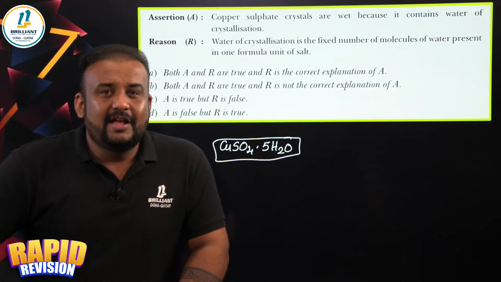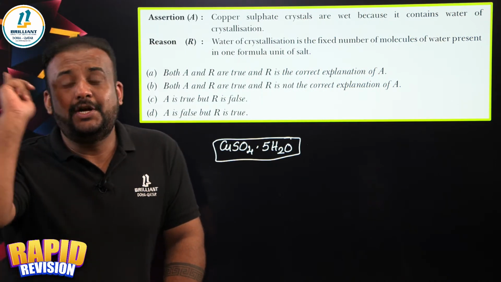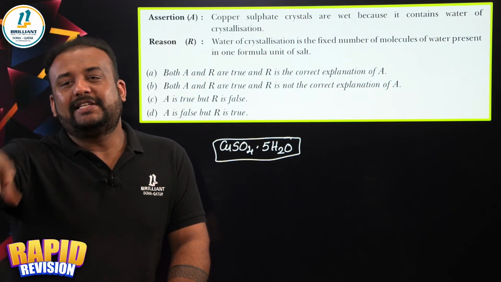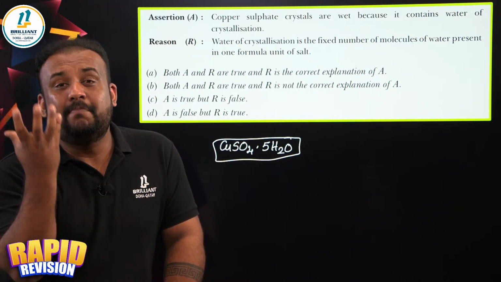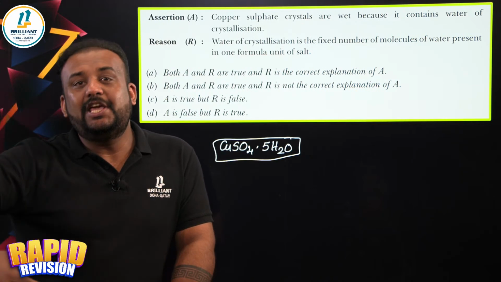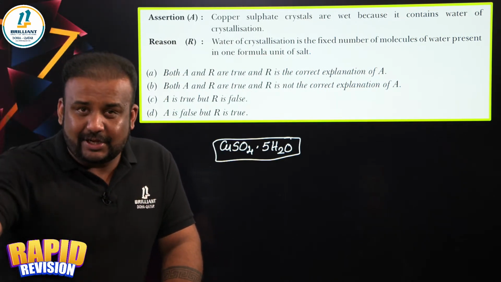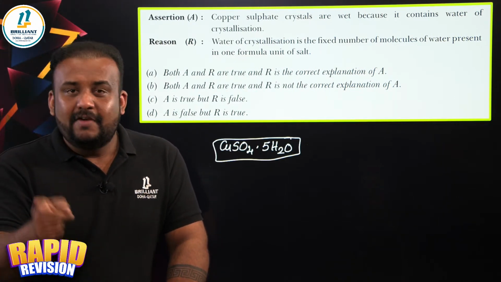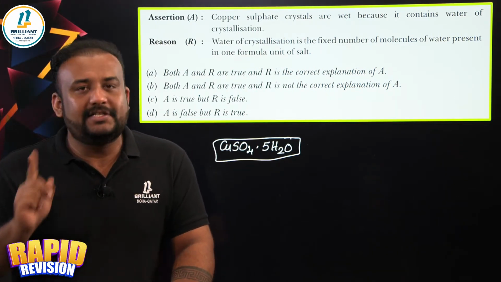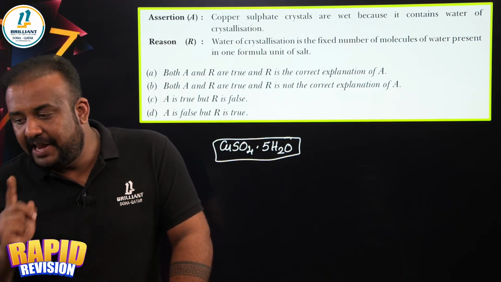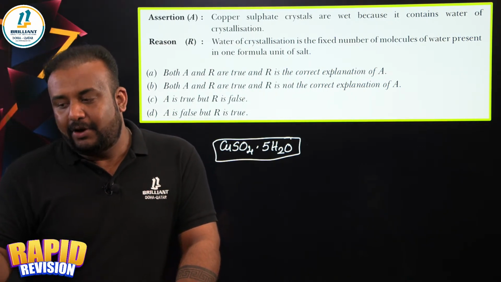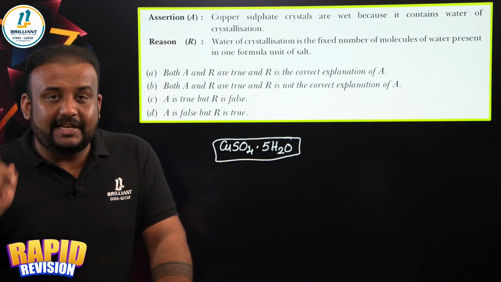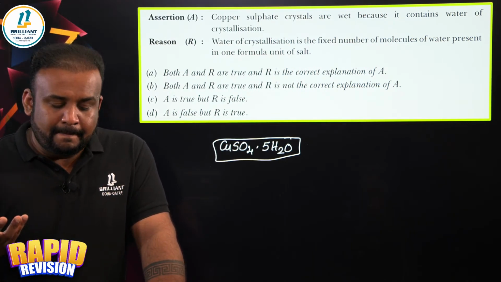Let me tell you one thing. Water of crystallization does not wet the crystals. What I mean is, if you take CuSO4.5H2O, it's a blue powder. If you take CuSO4, that means anhydrous copper sulfate, it is a white powder. Both of them are dry. Water of crystallization does not wet a crystal. Do you understand that? This is very, very important. Many of you have written the wrong answer in that. Please remember this. It will be a dry powder only.